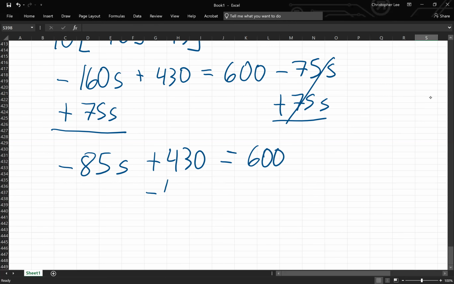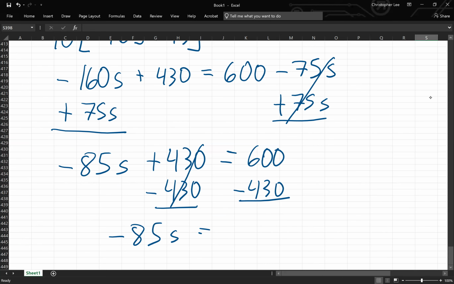Exactly. So I'm going to subtract 430 from over here. But what I do to one side of the equation, I have to do to the other side of the equation. Subtract 430. So now what do I have? I have negative 85s is equal to, what's 600 minus 430? 130. 170, right? Yeah, 170. Okay.